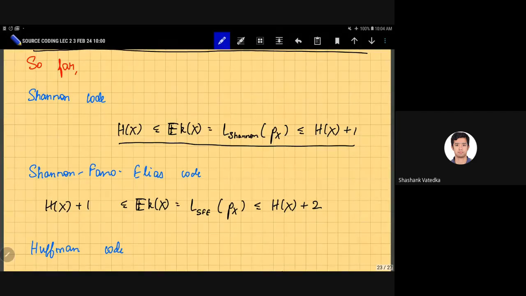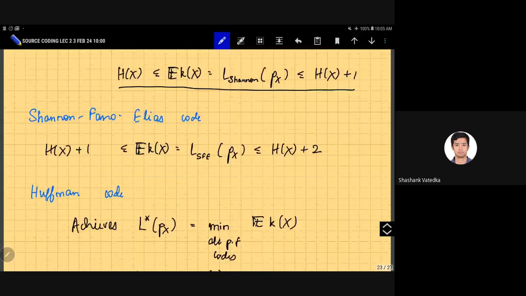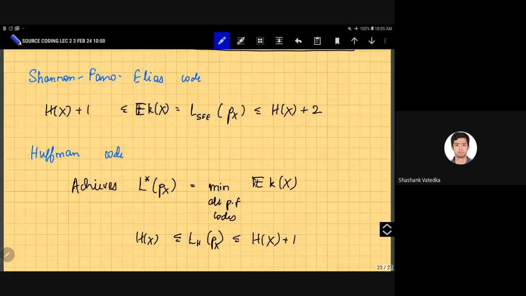All right, so just to have a quick recap, we were discussing prefix-free variable length codes, and we've seen four compression schemes so far. Firstly, the Shannon code, which achieves an expected length between H(X) and H(X) plus 1 bits. The Shannon-Fano-Elias code, which achieves an expected length between H(X) plus 1 bits and H(X) plus 2 bits.